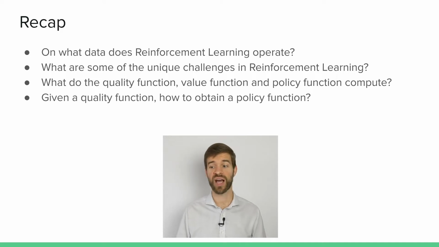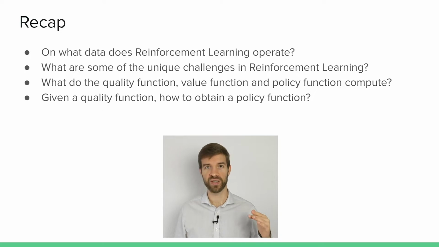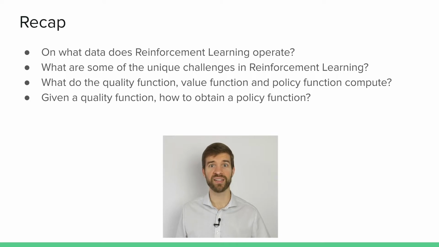Given a quality function, how can we obtain a policy function? There are many ways we could do it. The easiest way, and something that makes a lot of sense, is that we take the argmax of that action that gives us the highest expected reward into the future. So we have a quality function and we're in state S, and we can compute for all different actions A how much reward we are going to get, and we simply take that action that the quality function tells us would give us the highest reward into the future.